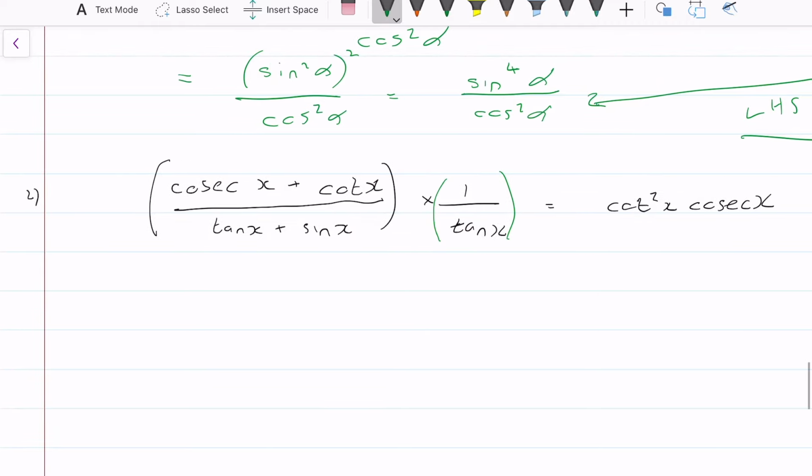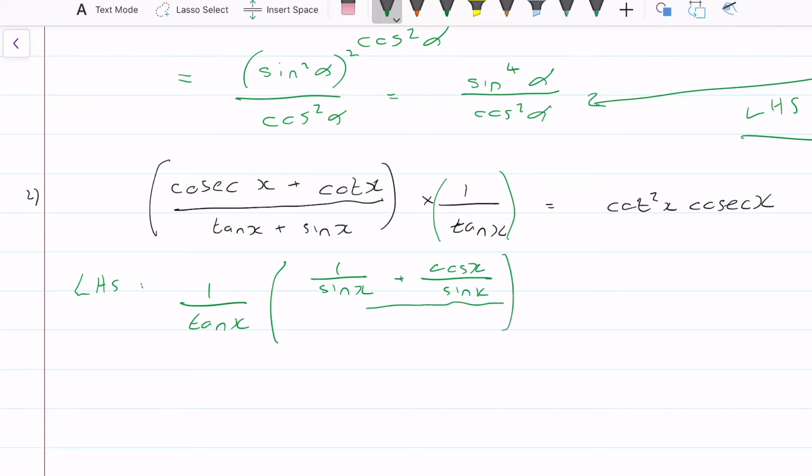So let's start by writing that on the outside. Our left-hand side looks something like this: 1 over tan x, and so cosec x is 1 over sin x, plus cot x is cos x over sin x. And that's all over tan x, which is sin x over cos x, plus sin x.